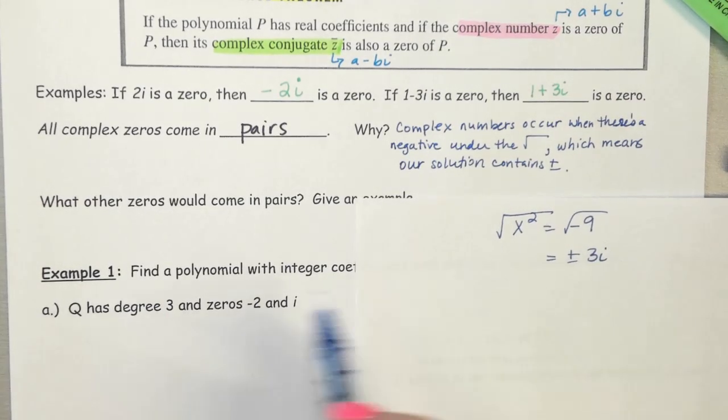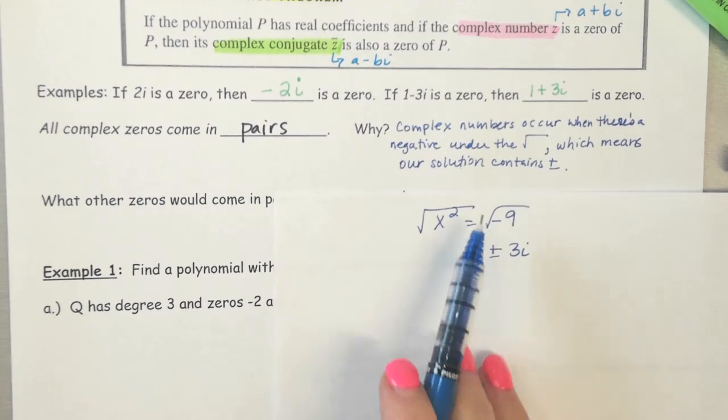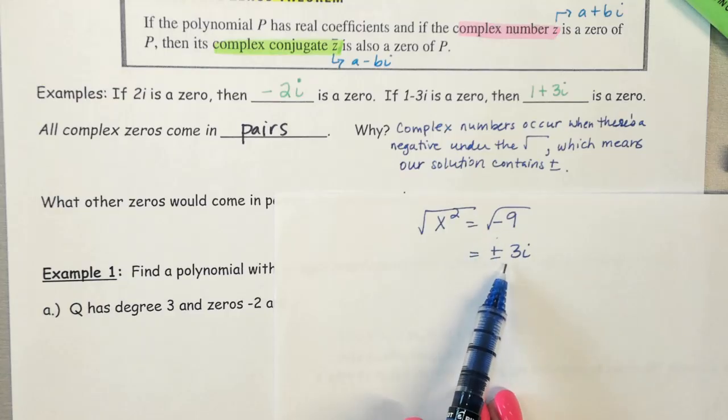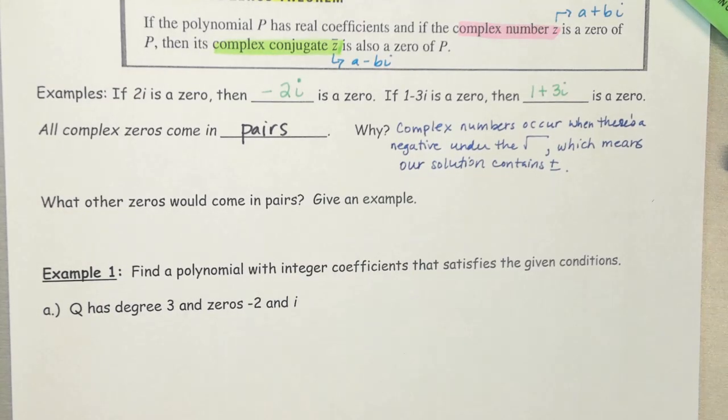So it says what other zeros come in pairs? We just took the square root of a negative to get this, but it doesn't have to be a square root of a negative. It can be any square root, and again, it can be any even root. So let's write down what other zeros can come in pairs when you have a square root in the zero.